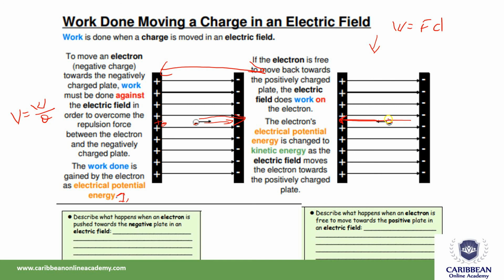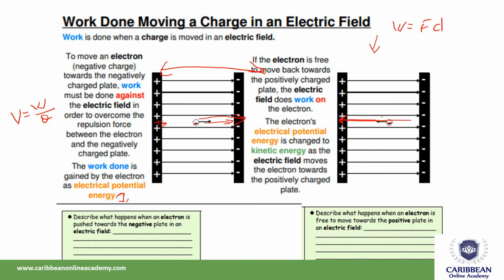So the first scenario was doing work against the electric field, but now it's the electric field that is doing the work. Because the electron is now being moved by the electric field, obviously it's going to be moving and it's going to lose some amount of potential energy, and that potential energy is giving rise to the kinetic energy in the actual electron.